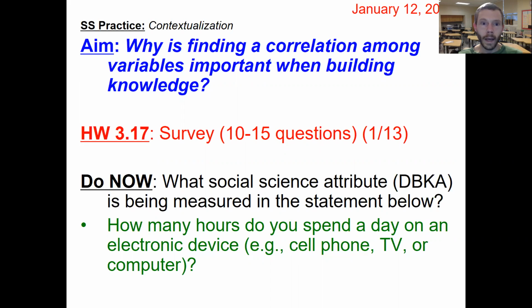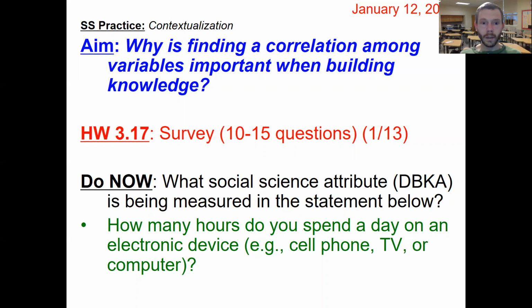This one is looking at surveys, and specifically looking at establishing correlations among variables when building knowledge for the field research component of the quality of life innovations proposal. We'll focus specifically on how to do contextualization as our social studies practice, and really thinking about how to establish relationships amongst our variables to help us answer our field research question.